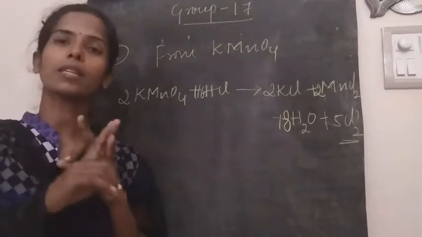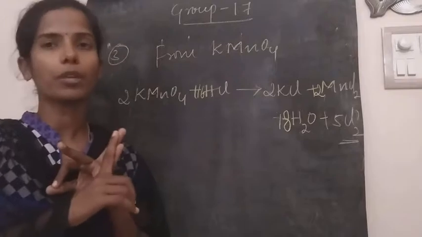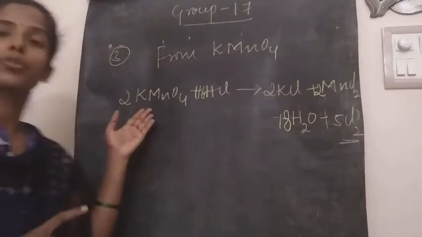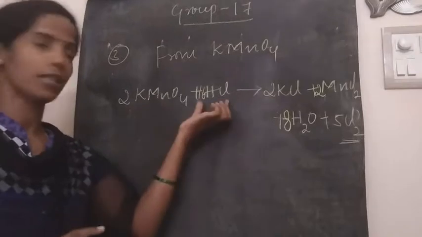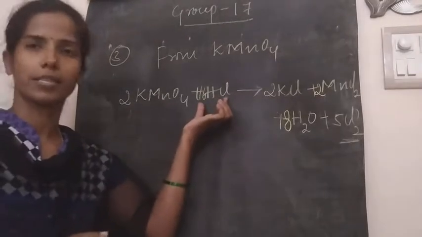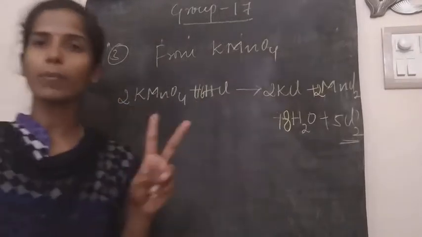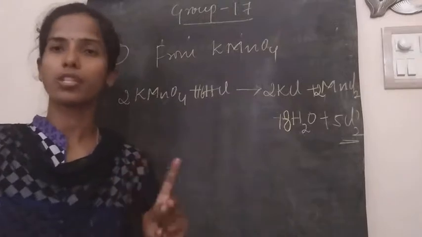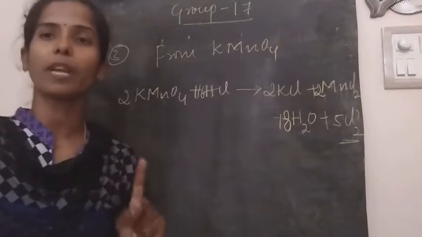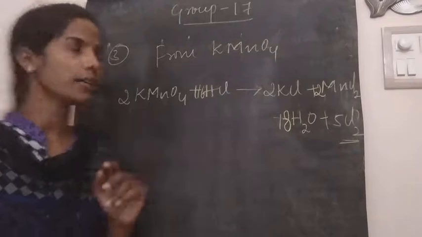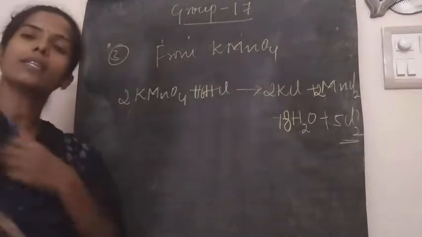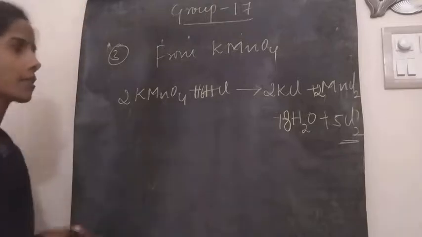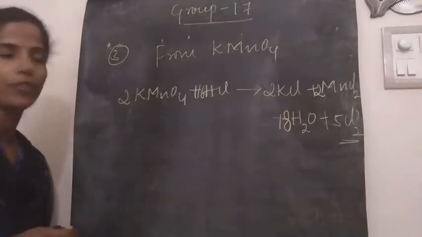The first two methods are the preparation of chlorine from manganese oxide. In place of manganese oxide, we can also use potassium permanganate, but the reagent is the same, that is HCl. And there are two methods of manufacture: on the large scale, chlorine is obtained from Deacon's process, and the other method is electrolysis of brine, where we get Cl2 gas. These are the methods of preparation of chlorine.